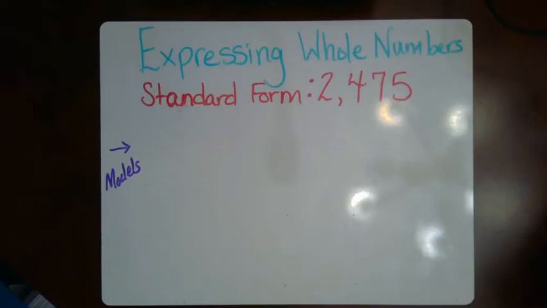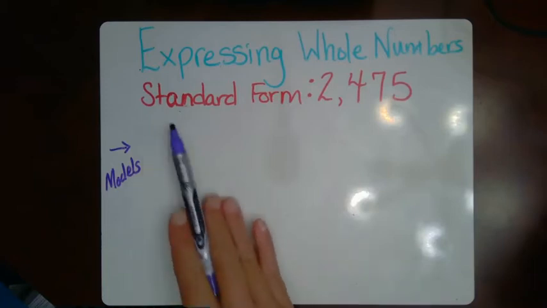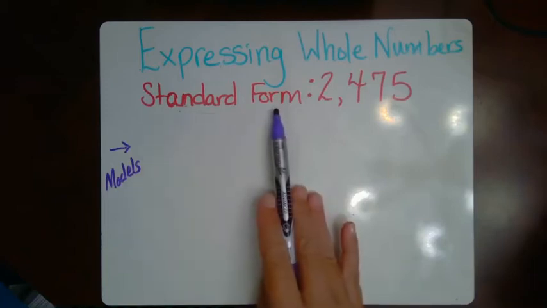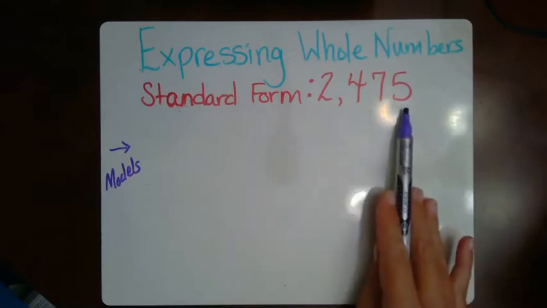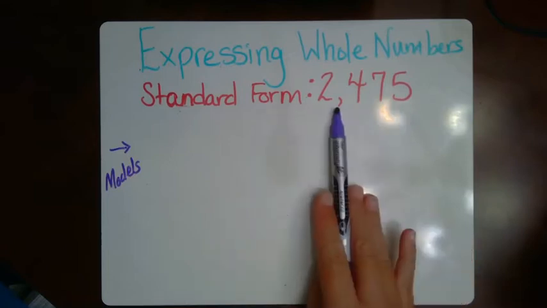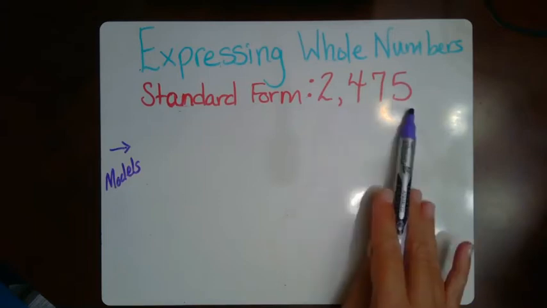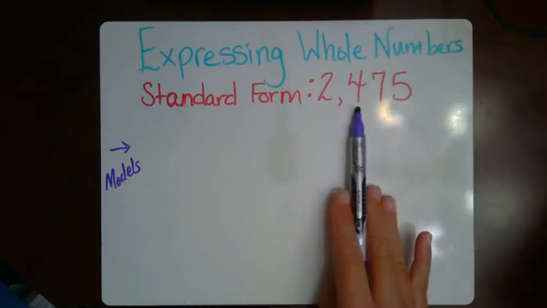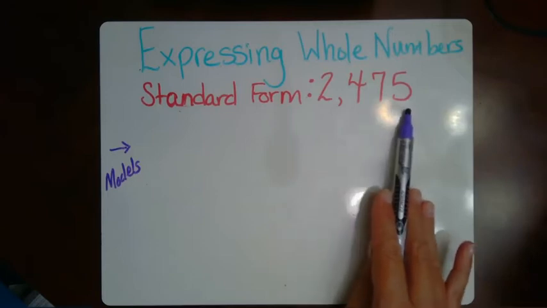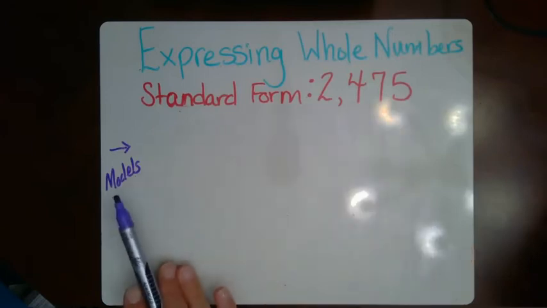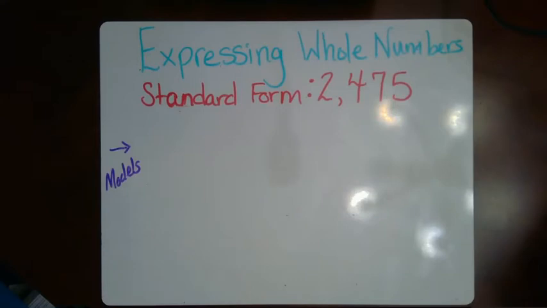Let's talk about expressing whole numbers. Expressing whole numbers means just showing them in different forms. For example, we've got standard form. Standard form is taking individual digits, linking them together to form a new value. The value of this number is 2,475.